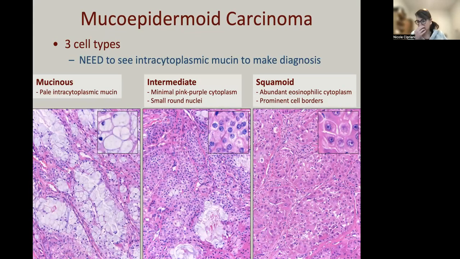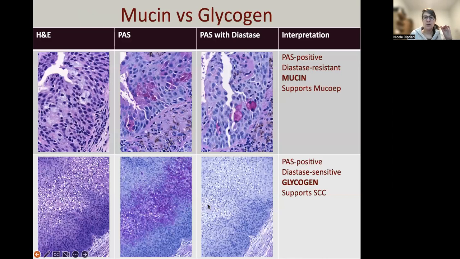But definitionally, we must see these cell types. The cell types being mucinous, these cells with pale intracytoplasmic mucin; intermediate, which are these kind of nondescript bland cells with small nuclei; and then on the right, squamoid, very much resembling squamous epithelium with intercellular bridges, prominent cell borders, a little bit more prominent nucleoli. All right, so this is the micro appearance of mucoep.